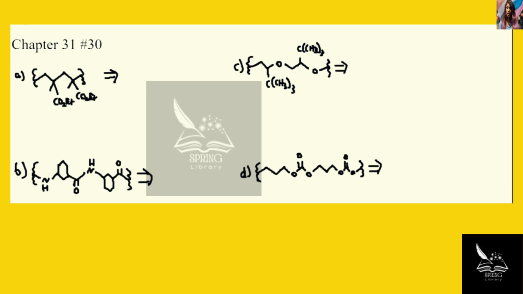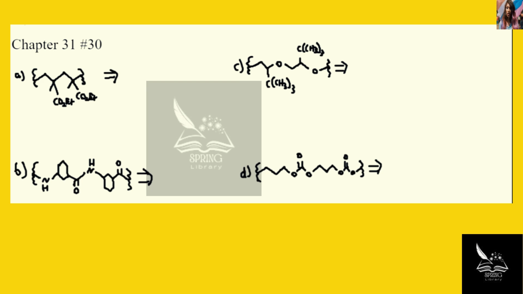This is the answer to Chapter 31, problem number 30 from the Smith Organic Chemistry textbook. And this problem asks us to look at four polymers and determine the monomer or monomers from where they're made.